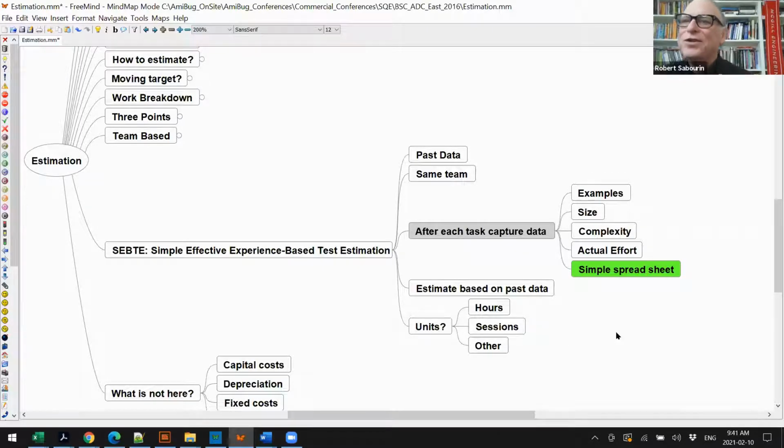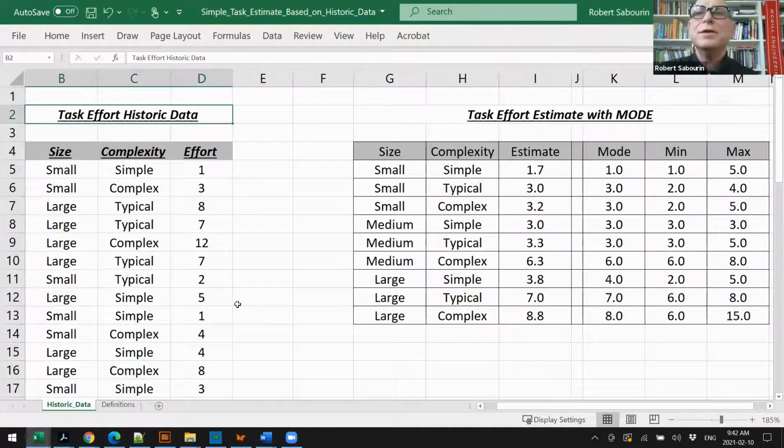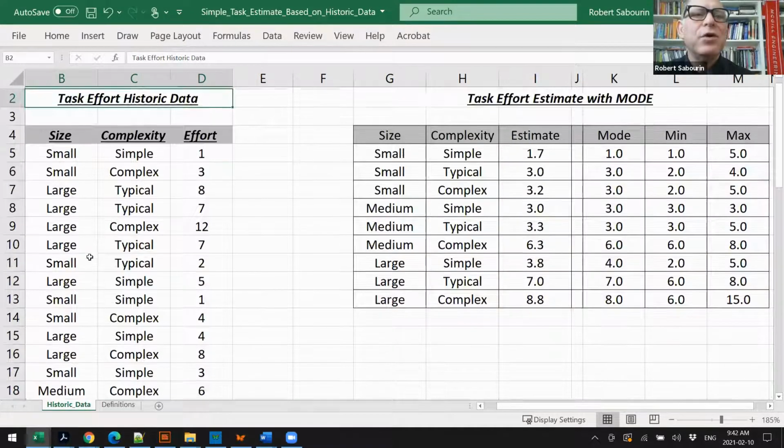It is not hard to collect. Let me show you how I do it. In this example, sanitize to protect the innocent is in an Excel spreadsheet. There's a couple of ways to do it, but I start here on the left. Every time a task is finished, you just add a row to this list.